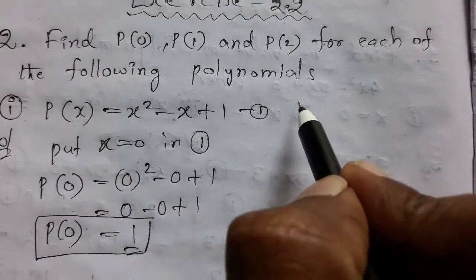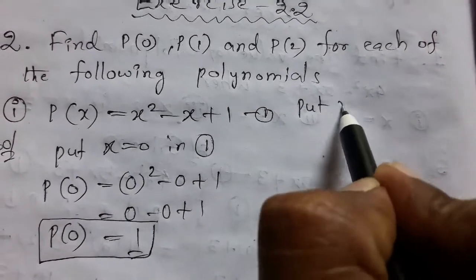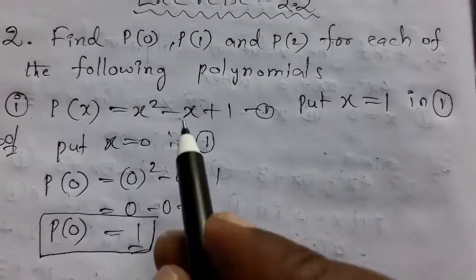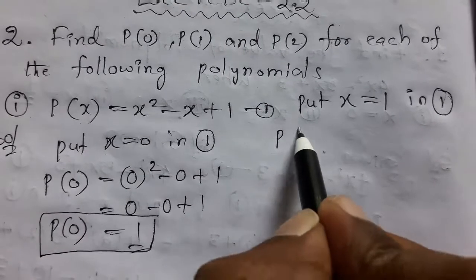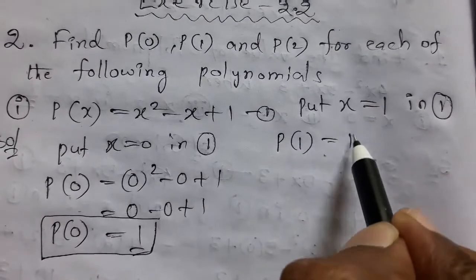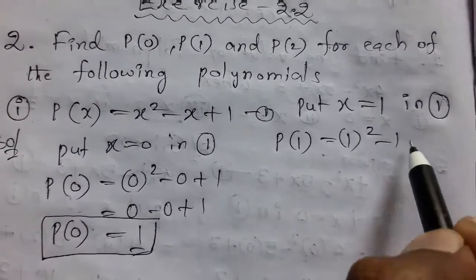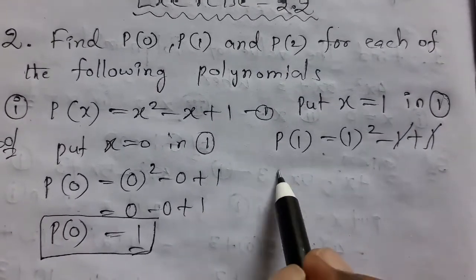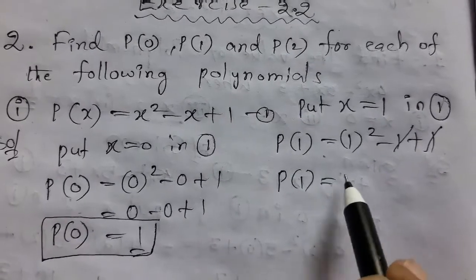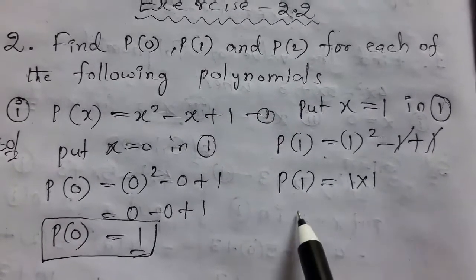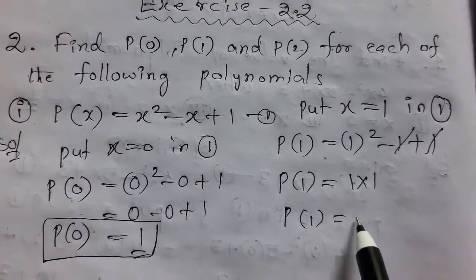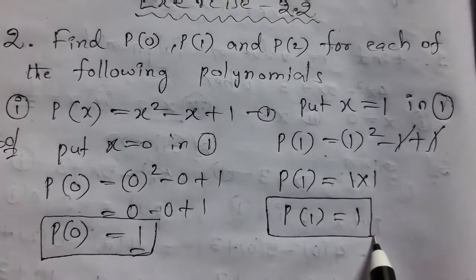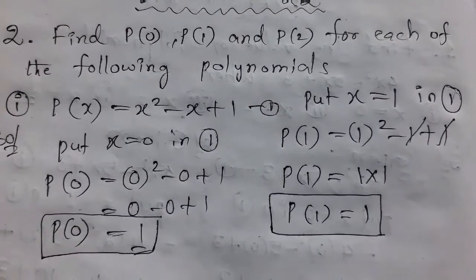Next, put x equals to 1 in equation 1. We get, that means P of 1 equals to 1 whole square minus 1 plus 1. Plus 1 minus 1 cancels. That means P of 1 is equals to 1 whole square means 1 into 1. Therefore P of 1 is equals to 1. This is the P of 1.